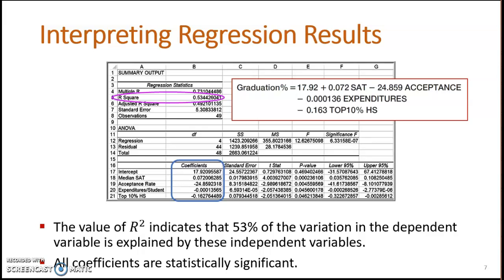The value of R-squared indicates that 53% of the variation in the dependent variable is explained by these independent variables. And if we look at the coefficients, we can see that all coefficients are statistically significant.